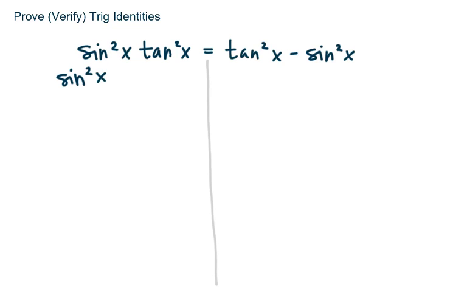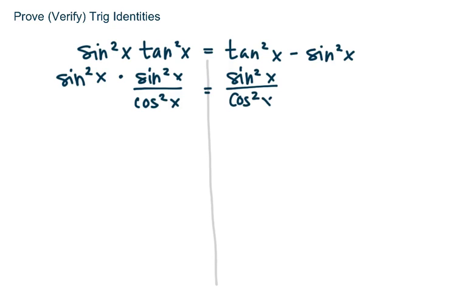So I've got sine squared x times tangent. Remember, tangent is sine over cosine. So tangent squared is sine squared x over cosine squared x. And then I've got sine squared x over cosine squared x minus sine squared x. On the left, that's very easy for me to simplify, but on the right, I have to do some work. So I'm going to simplify a little bit on the left, combining those numerators, and I have sine to the fourth power of x over cosine squared x.